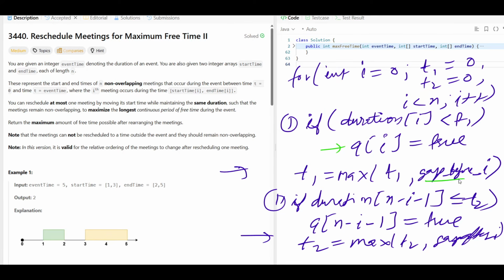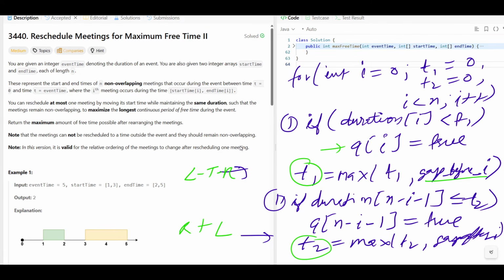And so we'll check with the gap before i. It means we want to track this t1, the maximum gap before the current one, right? So we'll go left to right. So when we go left to right, we'll use this one. Similarly, we'll track t2 here, and this t2 will track the maximum gap after the current meeting, right? So we'll go this time right to left, as we have discussed.